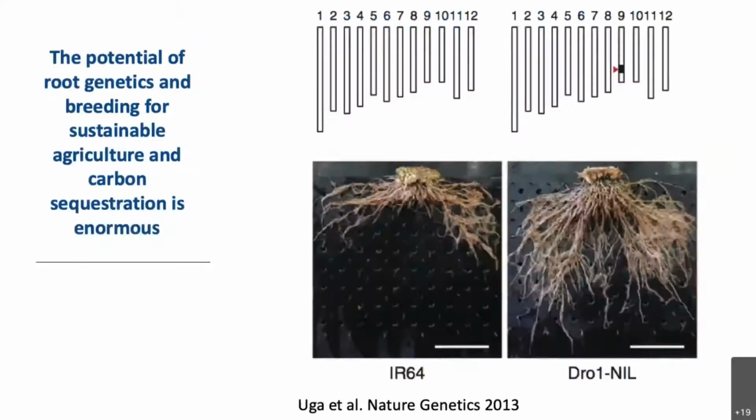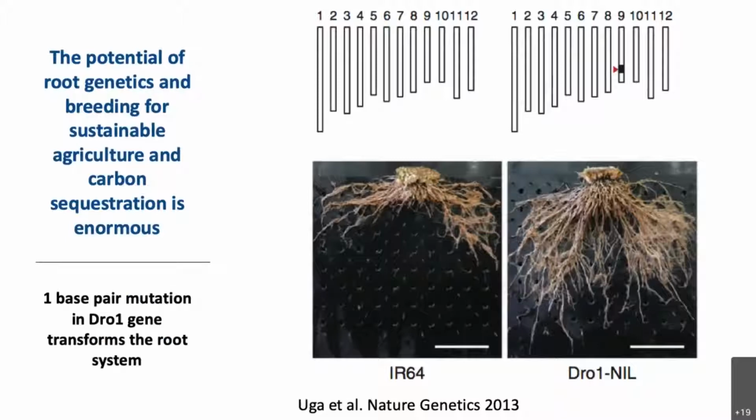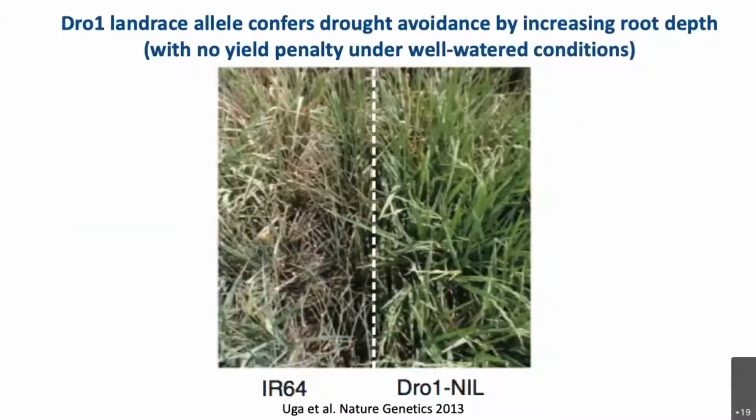Cases where we actually do understand the genetic control of a quantitative root trait, the importance is quite profound. IR64 is a rice line widely grown in the world, known to be fairly drought sensitive. A one base pair mutation in a gene called deeper rooting 1, or Dro1, which was found in a landrace, transforms the root system. And we know a little bit about the mechanisms of how this works, but in the field, this can have a major impact in a dry scenario. It provides a huge benefit.